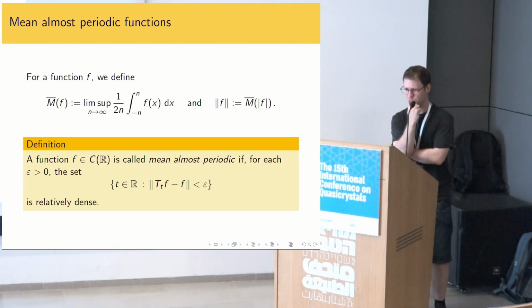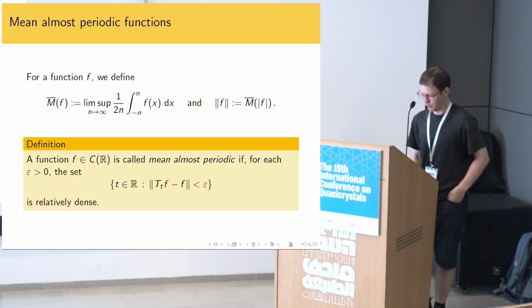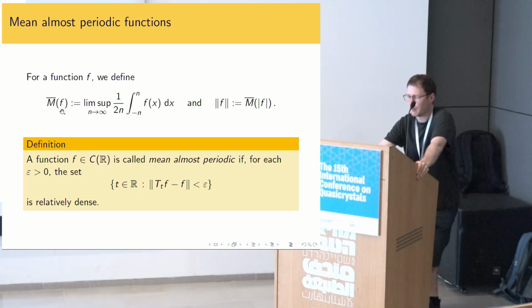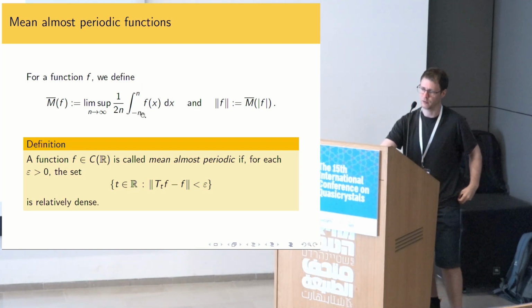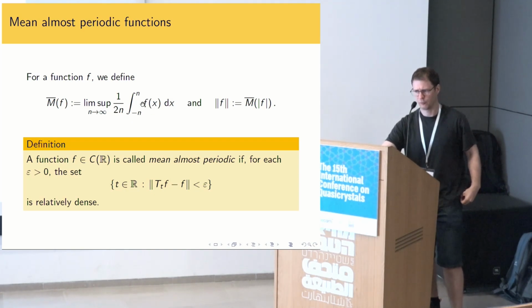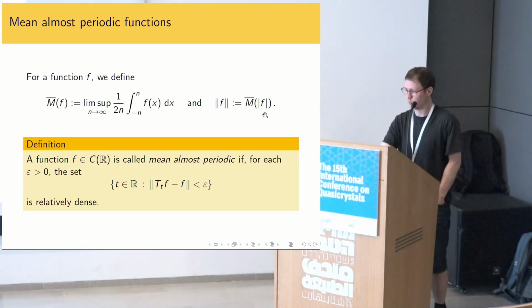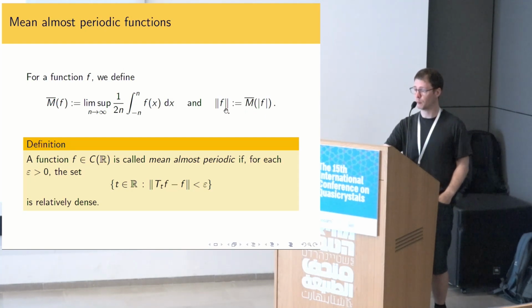How could we choose a bigger class? Well, for this, we can look maybe not at the supremum norm, which we used for the Bohr almost periodic functions, but we can define this mean. I take the function f, integrate over a symmetric interval, minus n to n, divide by 2n, and take the limit. Well, lim sup, because for some functions the limit might not exist, but the lim sup does if we take the absolute value. And this is our new semi-norm. We don't take the supremum norm, but this semi-norm.